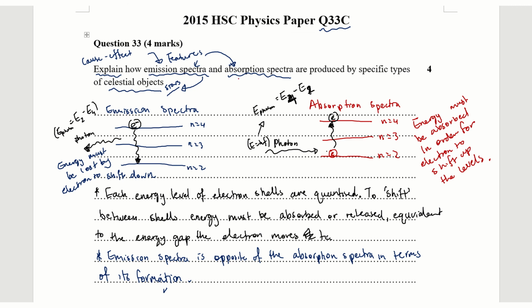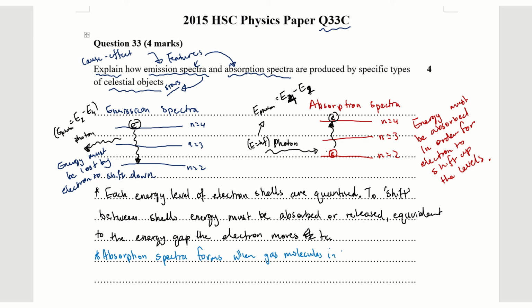I guess the last bit we can talk about is where in the universe we expect to see the formation of absorption and emission spectra. So maybe I'll just get rid of this part here in terms of the how. So we've explained the actual formation. Let's go through where we can see this happen. So for absorption spectra, it forms when the gas molecules in the sun's atmosphere absorb electromagnetic radiation that was emitted from the sun's core.